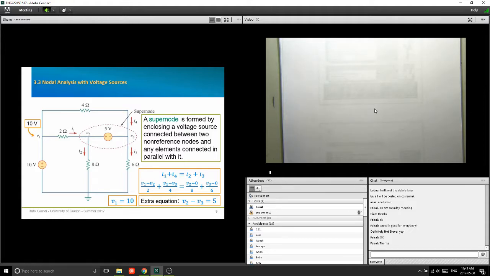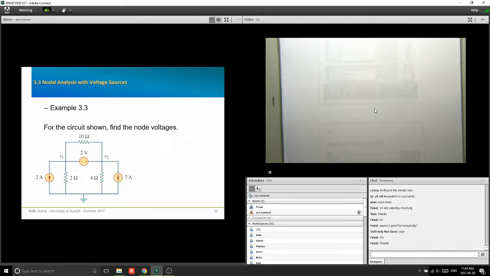And in fact, they're not really 3 equations because V1 equals 10. That's already a solution. You're going to insert that in your equations, and you're going to find that solving them is not difficult now. Any questions about the supernode? Okay.